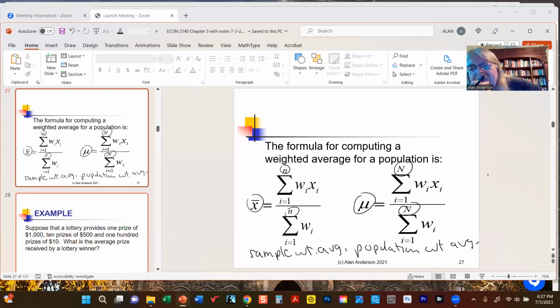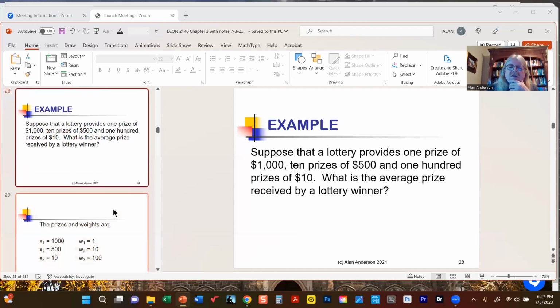All right, so let's look at a very simple example of this. Imagine that there's a really small lottery taking place, not one with millions of dollars worth of prizes. Within this lottery, there's a single prize worth $1,000. We have 10 prizes of $500 each and 100 prizes of $10 each. So if you win a prize, what is the average value of that prize?